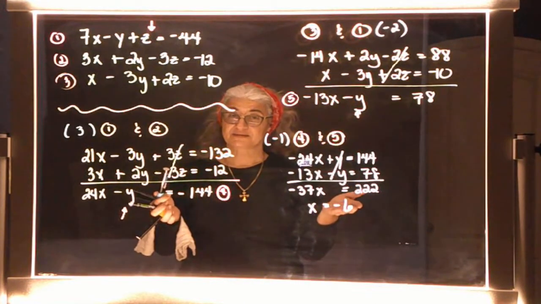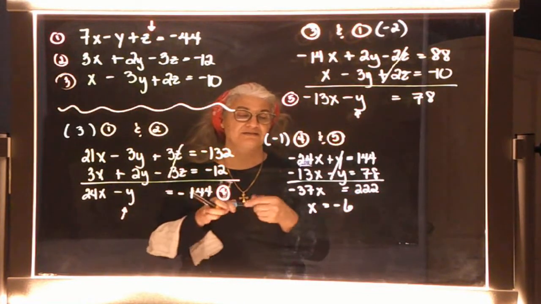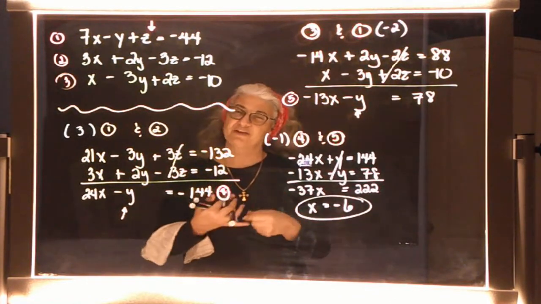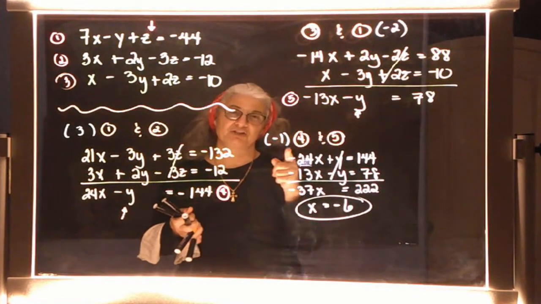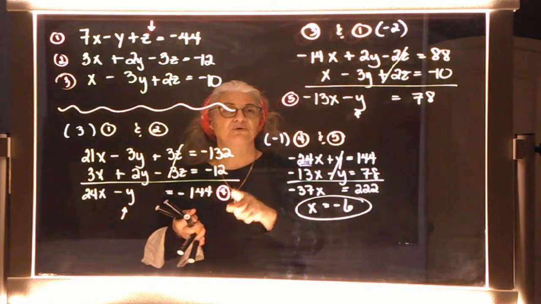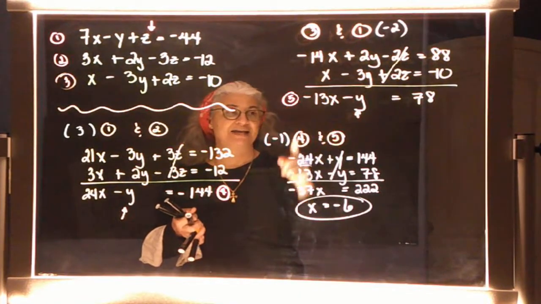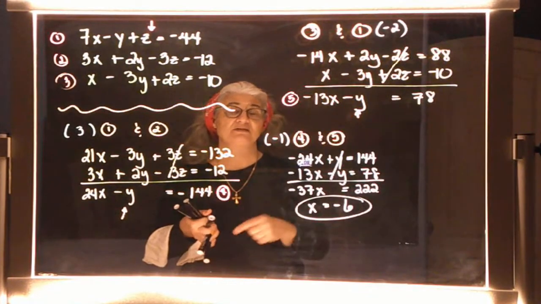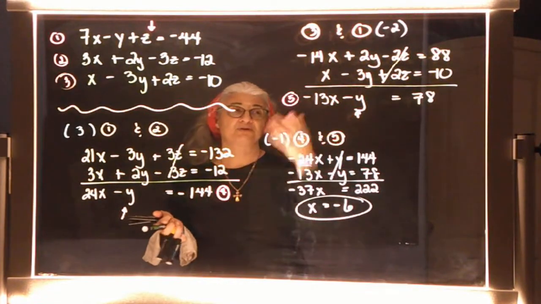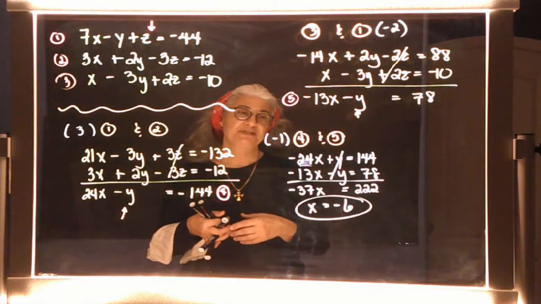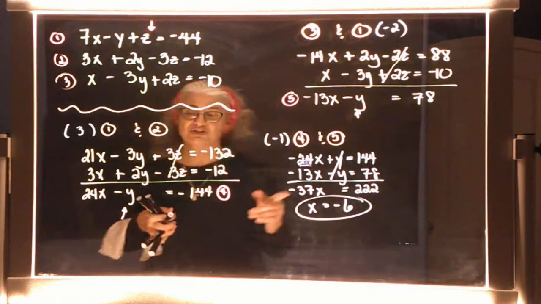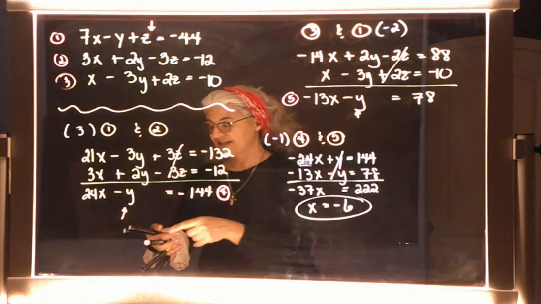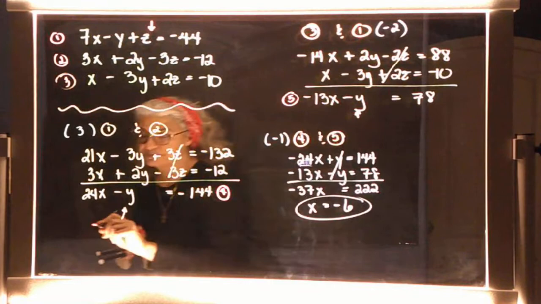Are we done? Nope. We still need y, and we still need z. So, which one do you want to find first, y or z? Good. Go back to equation 4 or 5 and find the variable y, since you know x. So which one do you want to work with? 4 or 5? Does it matter? Nope, it doesn't. I'm going to use equation 5, but I'm going to bring it down over here because I got a little more room.